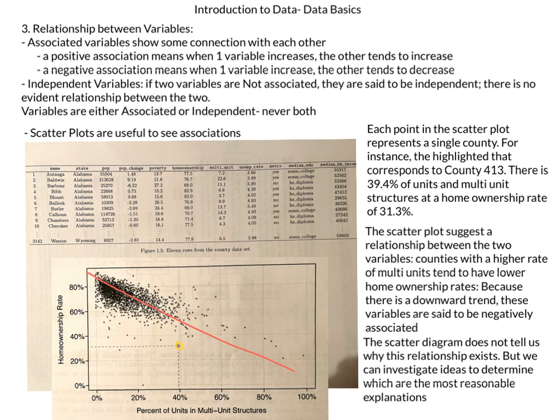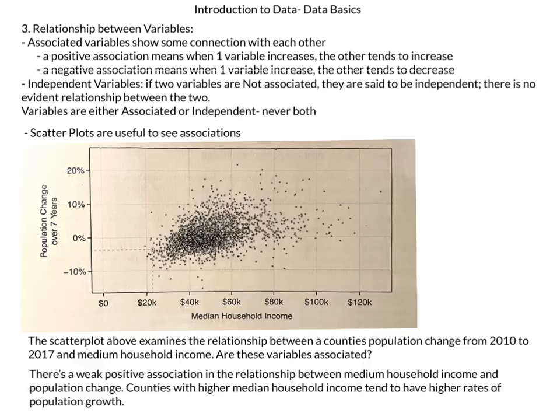The scatter diagram does not tell us why this relationship exists, but we can investigate those ideas to determine which are the most reasonable explanation. But again, the diagram doesn't explain, it just says there's a negative association between multi-unit dwellings and home ownership rates.